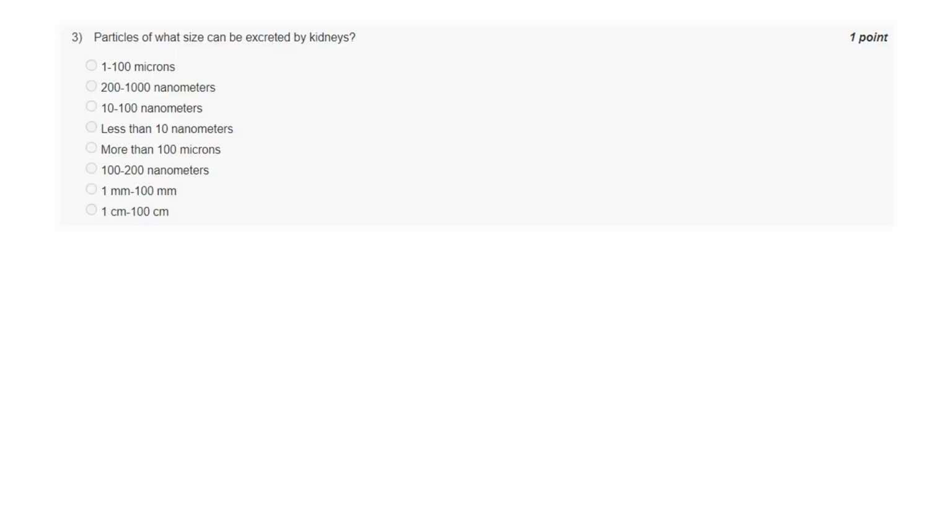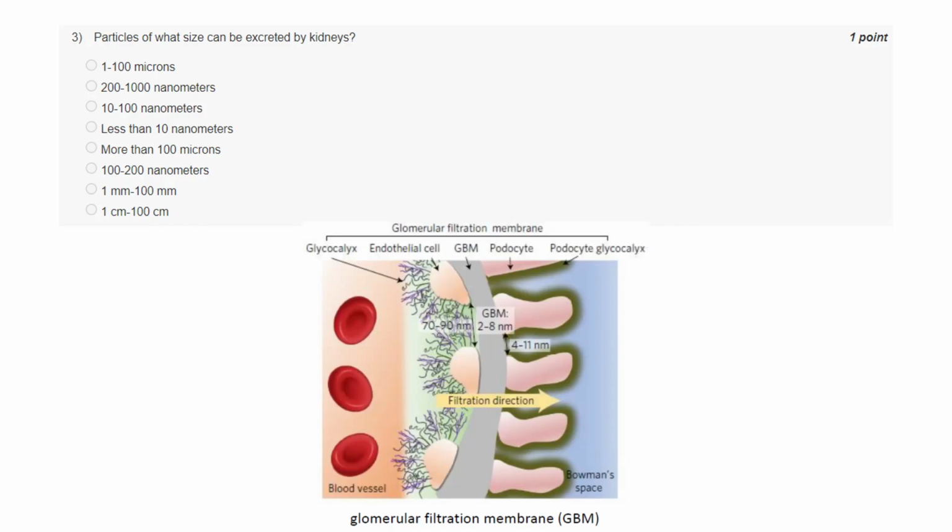In the next question, we were asked particles of what size can be excreted by kidneys. This is a purely theoretical question where we don't have to deal with any concept. You just have to know some of the architecture of how things get cleared from kidneys. So this is the last barrier where things in between 4 to 11 nanometers can be cleared. So as the question is what size can be cleared by the kidneys, the right answer is less than 10 nanometers.